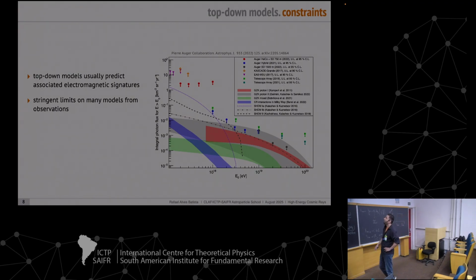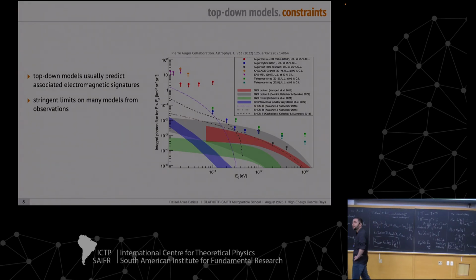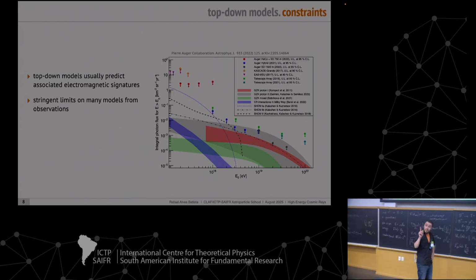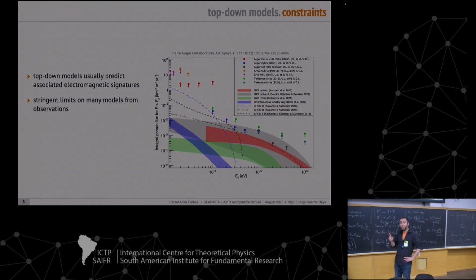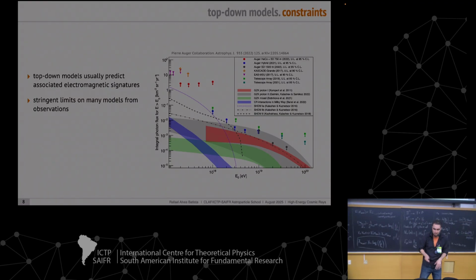These are the last ones alive at the moment, until someone, of course, it's very easy to cook up a model, so you can always tweak your model to just evade the latest constraints, and you keep doing this forever, but it's not nice because you don't learn anything. At some point, I think it's just reasonable to give up on some of these things. But that does not mean that this contribution doesn't exist. It just means that, given the hypothesis of a top-down model is true, we would get a lot of photons related to the cosmic rays, and we don't see these photons. Therefore, we can exclude those particular models. But this contribution might still be there, subdominant.